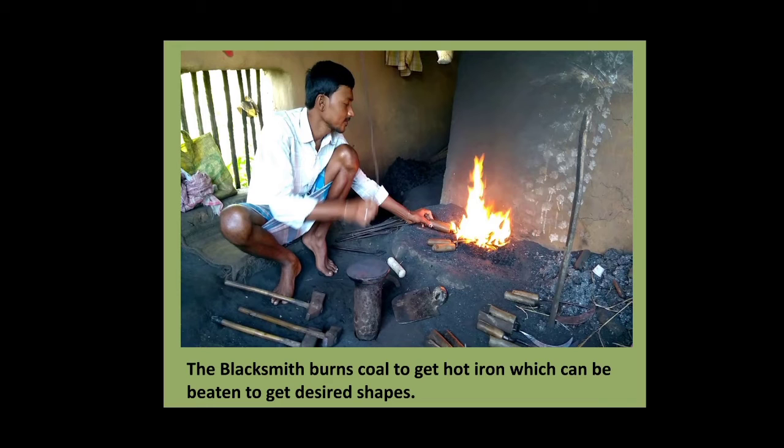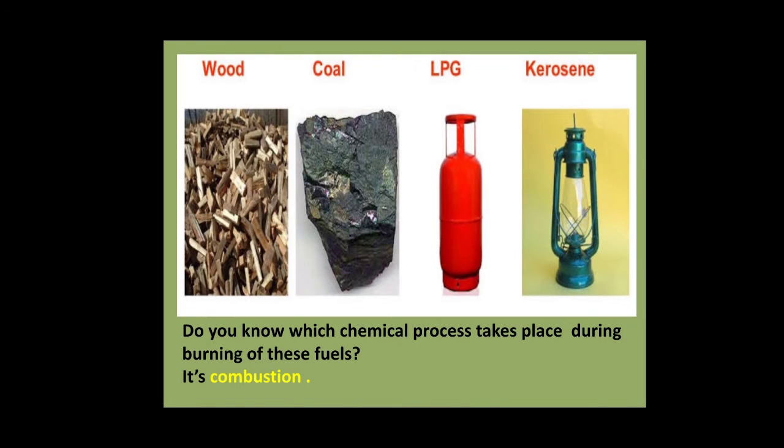You can see there are sickles, hammers, and he is making the sickles from the iron pieces after heating the iron. So what is happening here? He is burning coal. Do you know which chemical process takes place during the burning of that coal? It's combustion. Wood, coal, LPG, kerosene, these are fuels which, when burnt, start the process of combustion.